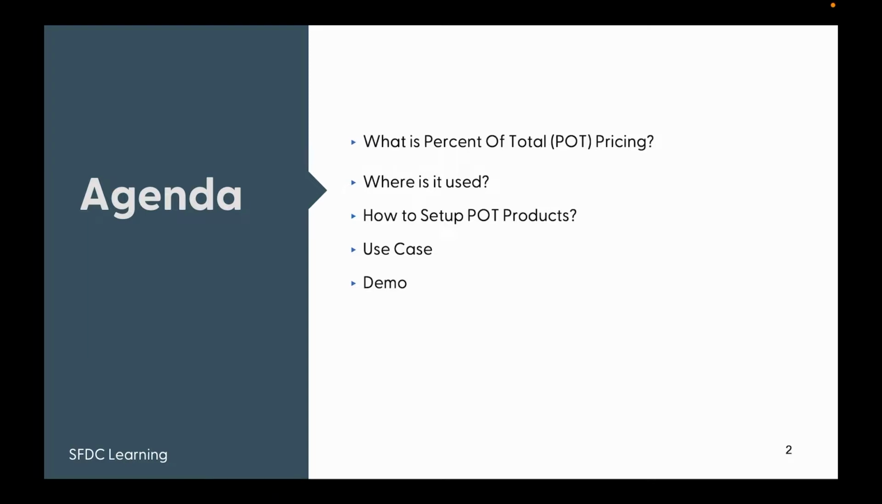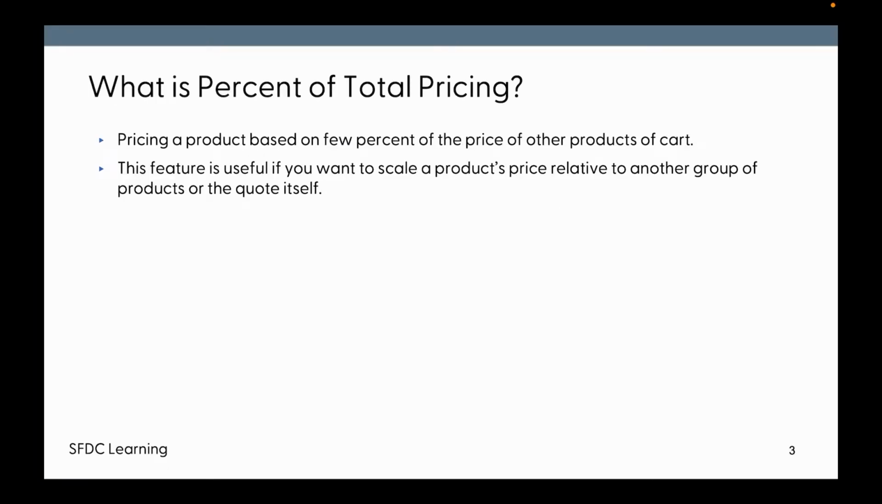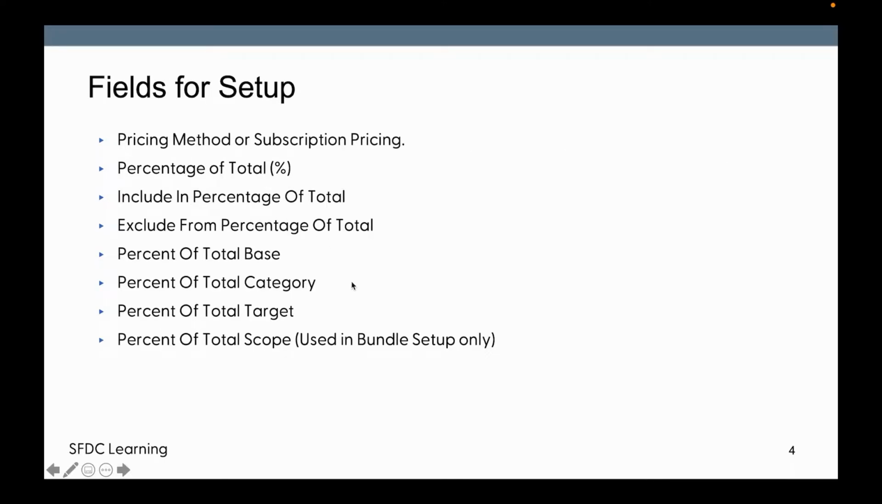where it is used, how to set up those things. We have seen two use cases and then we have seen the demo, right? So these are the same things that we discussed last time, so I'm not going into it. And these are the fields for setup. Last time we didn't talk about the percentage of total scope field that we are going to see today.